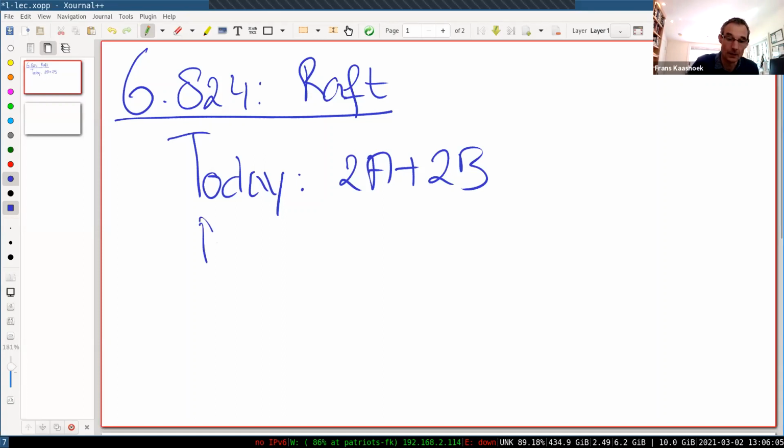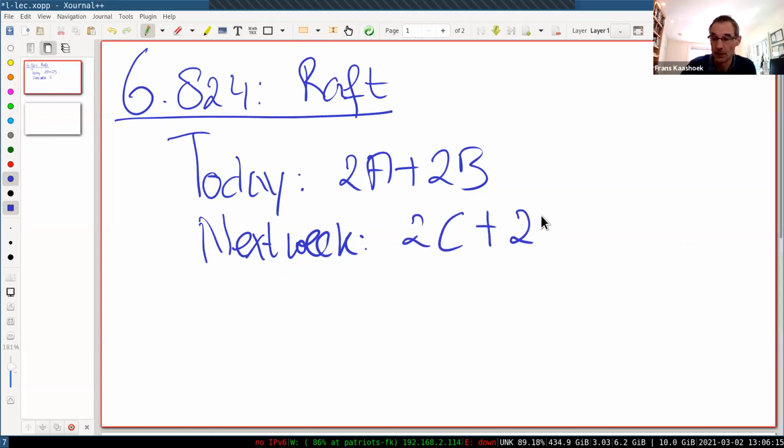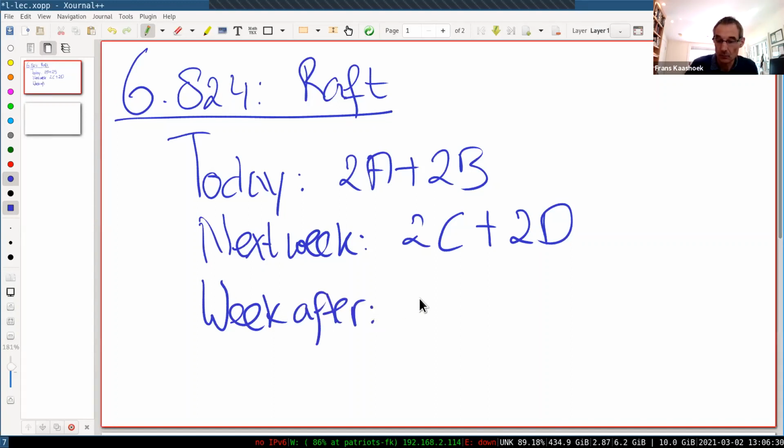And then next week we're focusing more on 2C and 2D, namely the snapshots and the log compaction, and that gives us an opportunity to discuss any other aspect of Raft. In fact, we'll talk about Raft one more time in the week after. We'll have a Q&A lecture on 2A and 2B, and so we'll talk about the actual solutions to labs 2A and 2B. Okay, so that's the plan, and so I'm going to just dive in with the starting point for today.